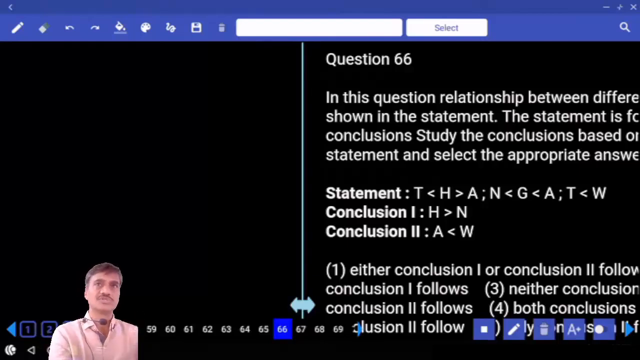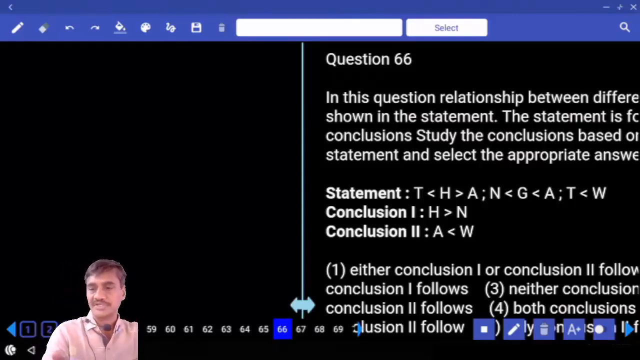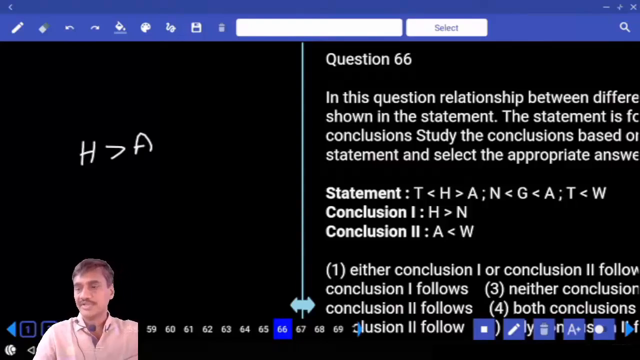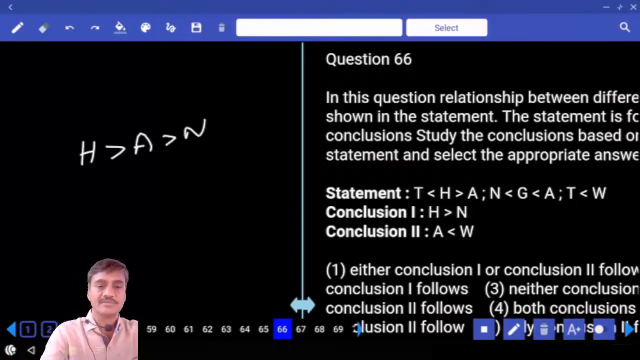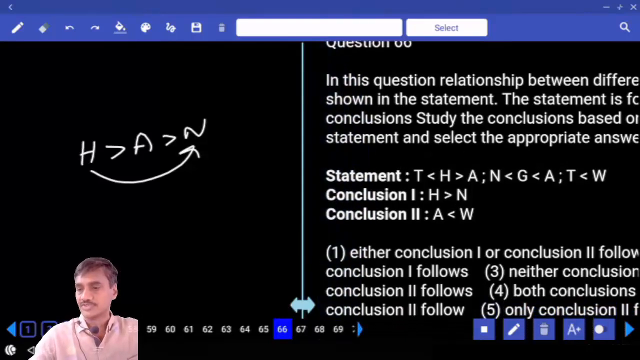Question number 66 to 70. Now in this one, these 5 are based on coded inequalities. Now question number 66. The relation between H and N: H greater than A. And what is the relation between N and A? N less than A means A greater than N. H greater than A greater than N. H greater than N, definitely true.